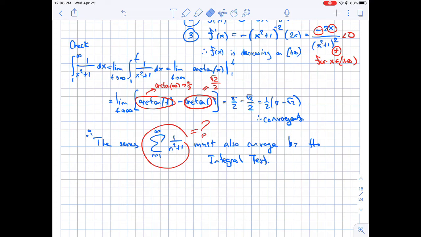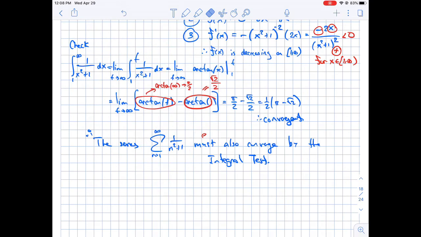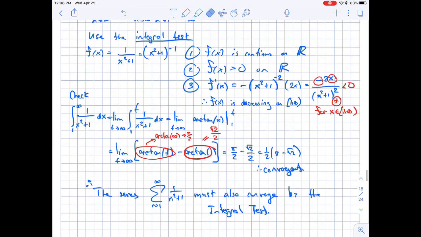And in fact, we do not know, and we have no way of knowing right now what this series is actually going to be equal to. So we will just leave it as is. We just know that it must converge. Okay? So that's how we can go using the integral test.